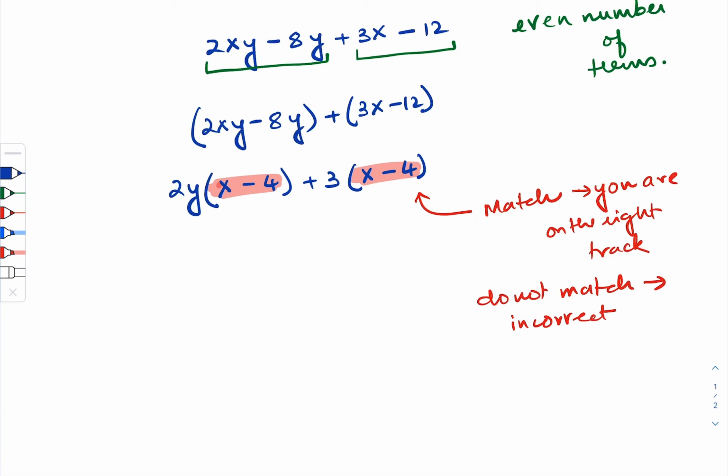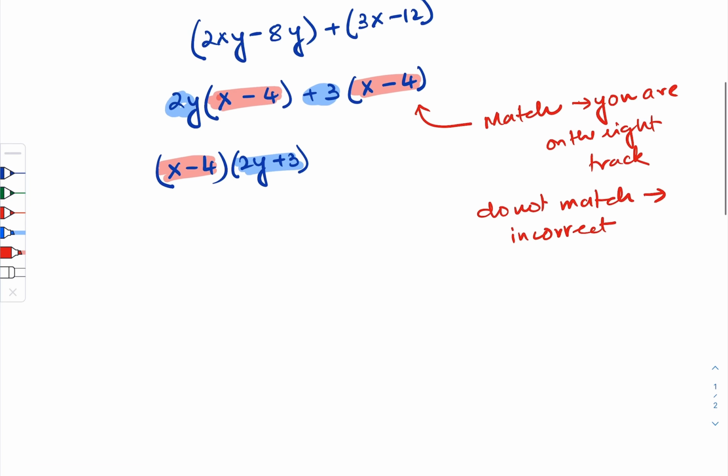All right. Once these match, the best way to go about it is to write the x minus 4 one time, and then take the 2y and the plus 3 and put that in parentheses right beside the first parenthesis. So times 2y plus 3. That's how you do it. There's your second parenthesis, and there's your first.